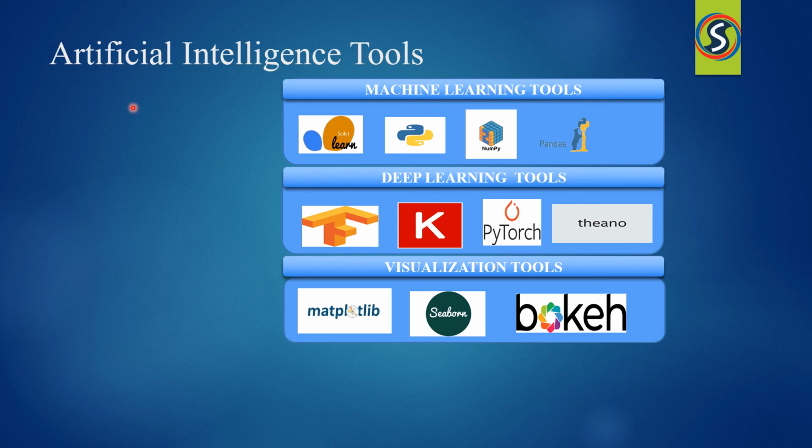Then there are various tools in artificial intelligence. When I speak about machine learning tools, we have scikit, we have python, we have numpy, we have pandas. In deep learning, we have various tools like tensorflow, keras, pytorch, theano, and we have visualization tools as well like matplotlib, seaborn, bokeh. These are a few tools that we tend to use, and you'll be understanding all this as we proceed with the channel.